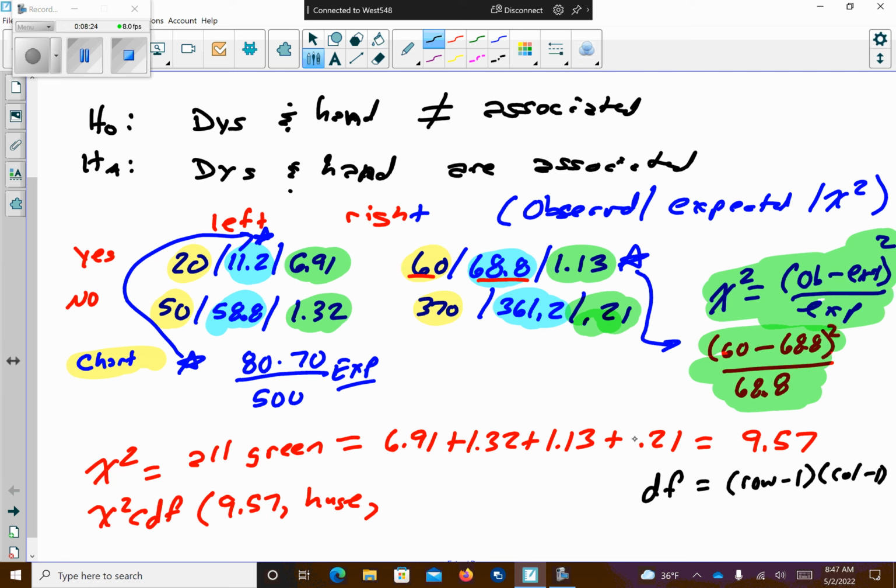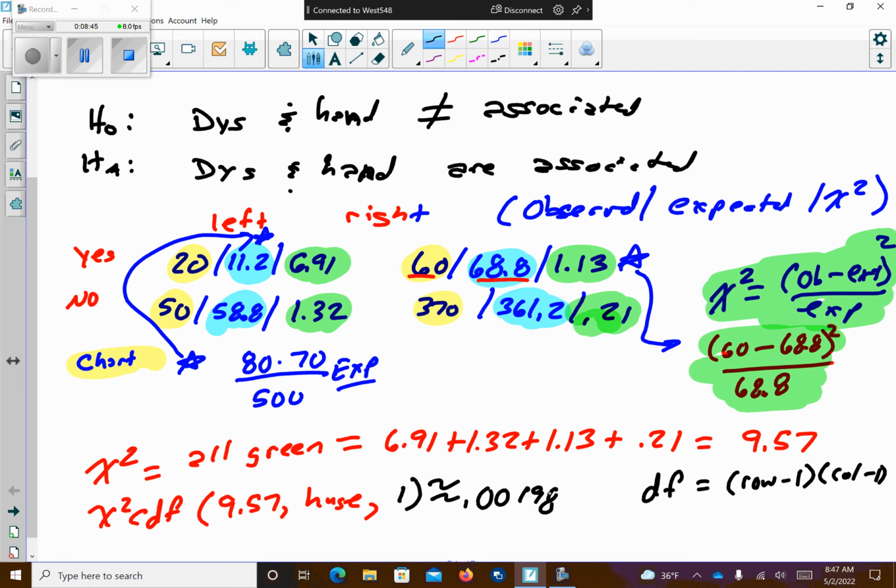All right, so degrees of freedom. I have two rows. I have two columns. 2 minus 1, 2 minus 1 is 1. 1 times 1 is 1. And this would come out to roughly 0.00198. I don't think they gave us an alpha.